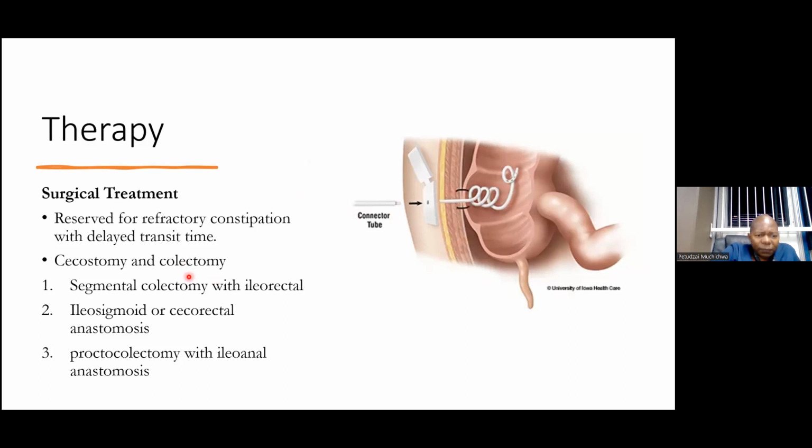In terms of colectomies, you can do various surgical approaches, where you can do a segmental colectomy with ileorectal anastomosis, or an ileosigmoid and cecorectal anastomosis, or you can actually do a proctocolectomy with an ileoanal anastomosis. But we have to remember that these surgical approaches are reserved for refractory cases.